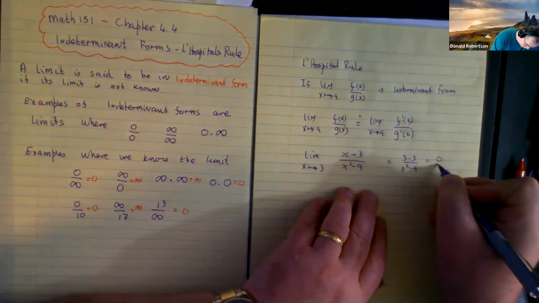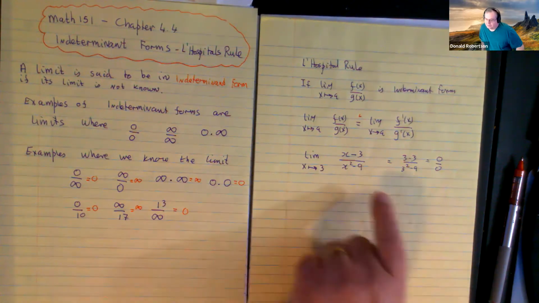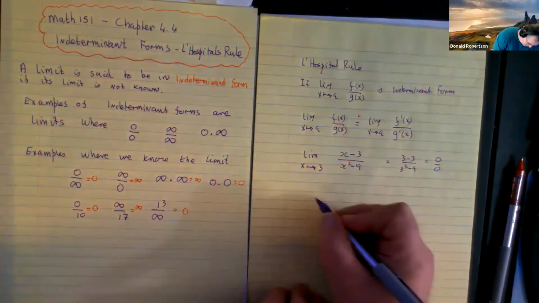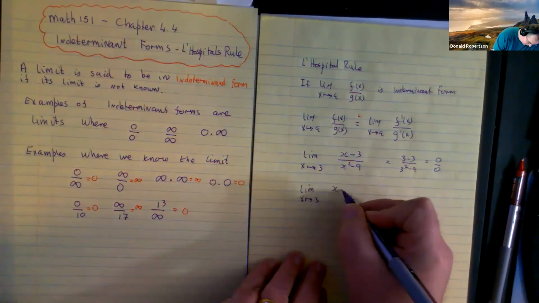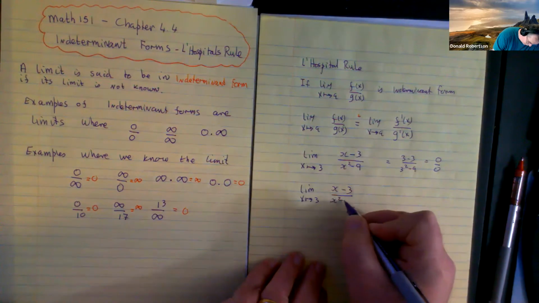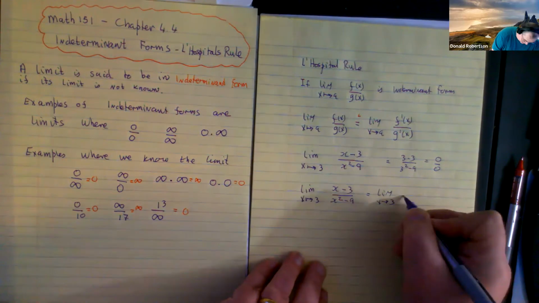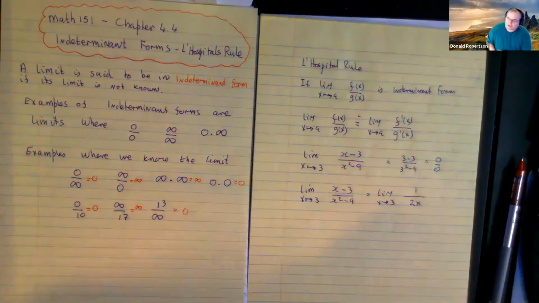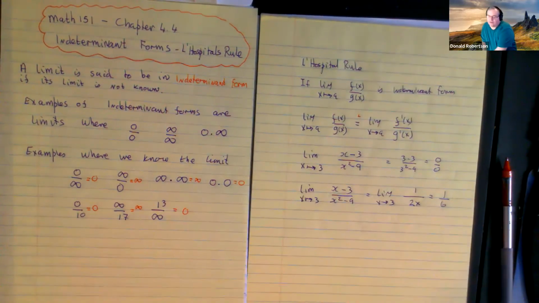And that would be 0 over 0. Would you agree that is one of the indeterminate forms, which means you can now use L'Hopital's rule, right? 0 over 0, right? Then the limit as x tends to 3 of x take away 3 over x squared take away 9 is the limit as x tends to 3. If you differentiate the top, you get 1. And if you differentiate the bottom, you get 2x. And now you can plug in 3, and the answer is a 6th.